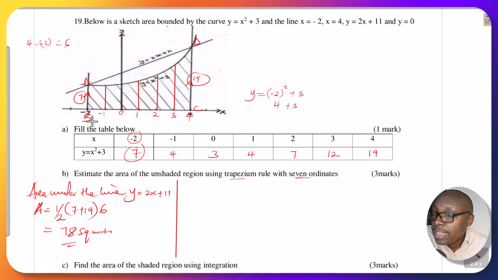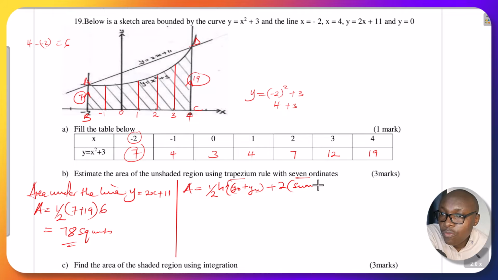Now after getting that, we get the area under this curve, y = x squared plus 3, using the trapezium rule. So how do we get the area under the curve? This is the trapezium rule. I have the height, then we have y0 plus yn plus twice the sum of the middles, or the middle heights. So this will be y0, this will be y1, y2, y3, y4, y5, y6.